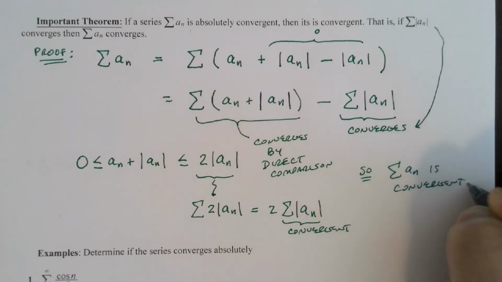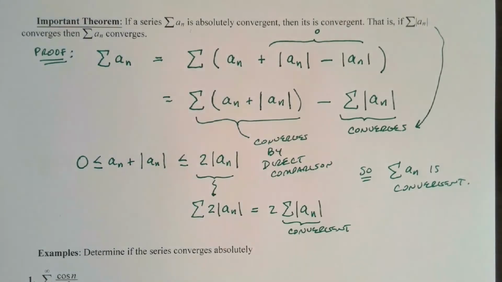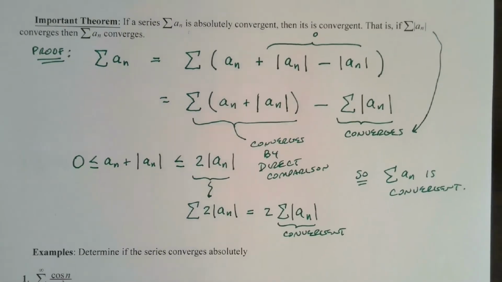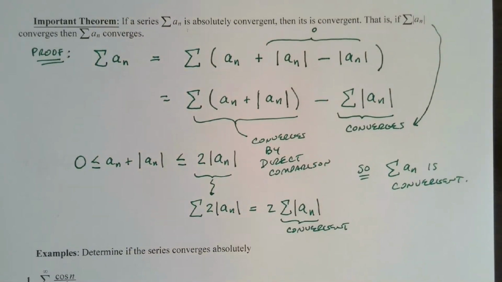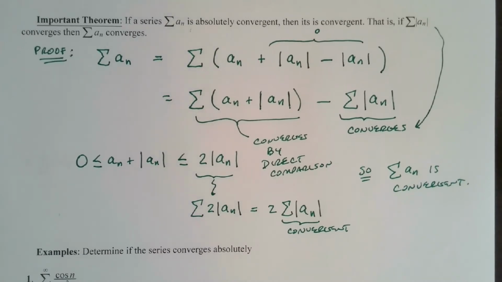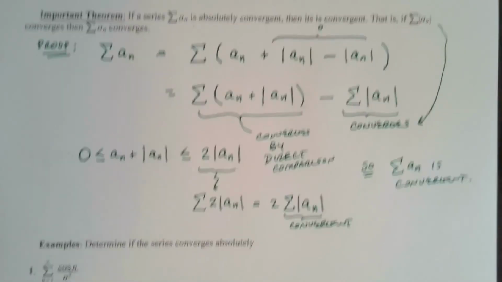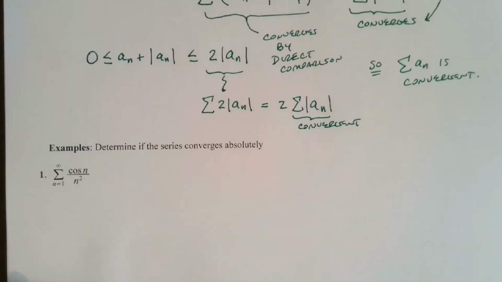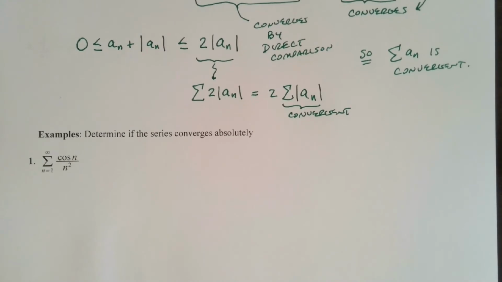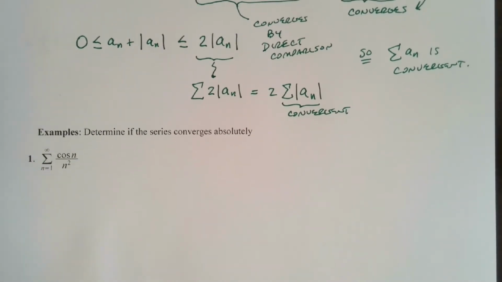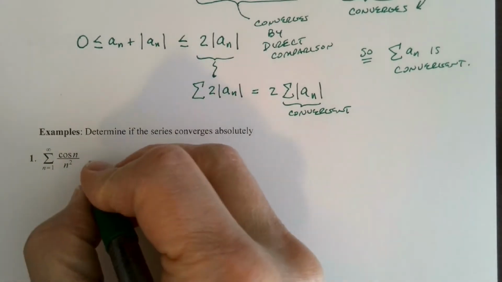Okay. Well, I mean, that's the proof. Now, whether or not you believe it or not, it's certainly one that you will want to be able to use. And let me just illustrate this with the next example. So let's look at this series now. The sum from n equals 1 to infinity of cosine of n over n squared. Let's list out the terms.